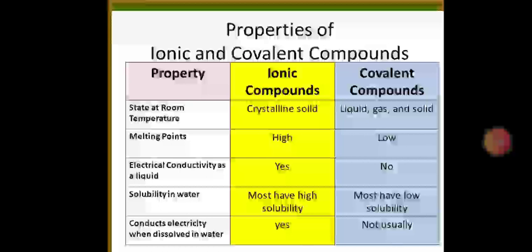Then electrical conductivity, solubility in water. Ionic compounds are mostly highly soluble, whereas covalent compounds are less soluble except for polar covalent compounds. Then conduction of electricity when dissolved in water: yes, ionic compounds are good conductors because they produce ions. Similarly, the covalent compounds are conductors only when a polar covalent compound is involved.